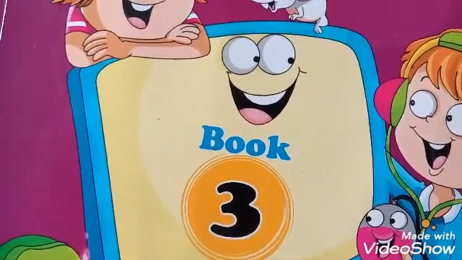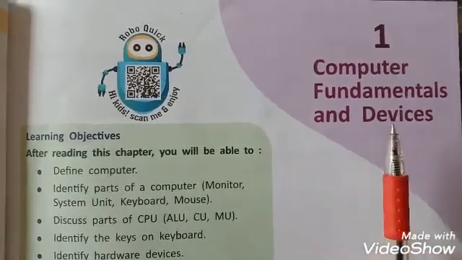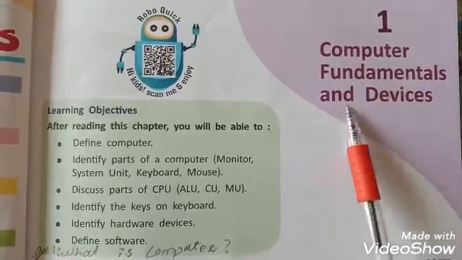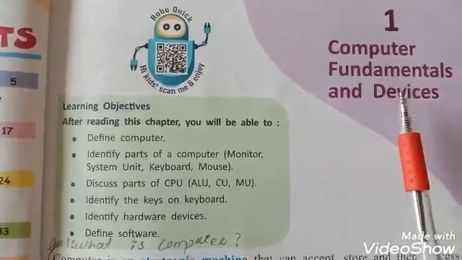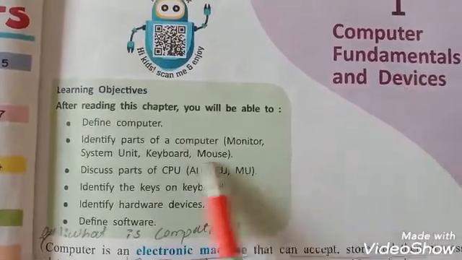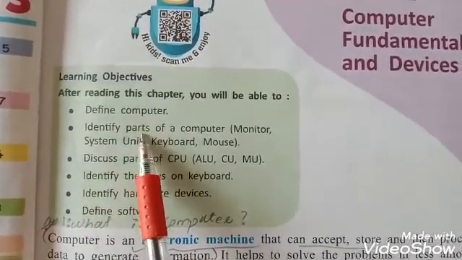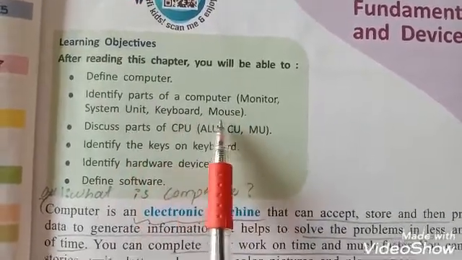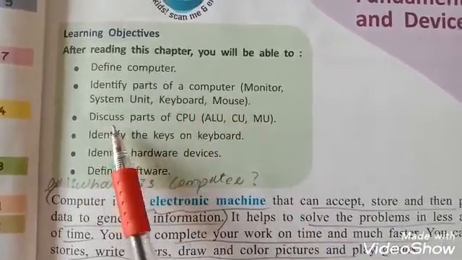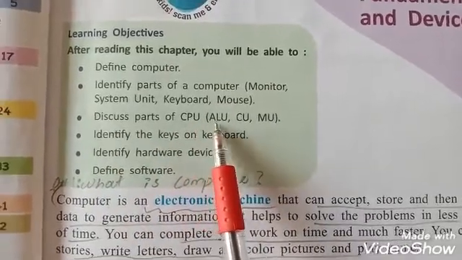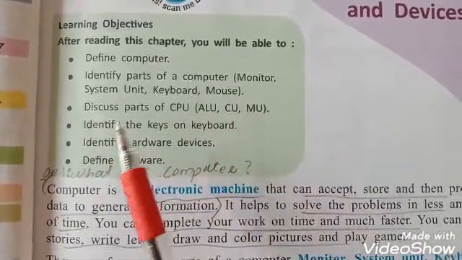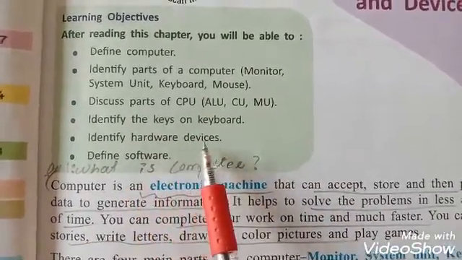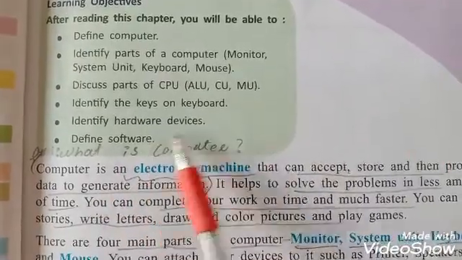Assalamu alaikum. Grade 3 students, now we are going to start chapter number 1, computer fundamentals and devices. After reading this chapter, students will be able to define computer, identify parts of computer like monitor, system unit, keyboard, mouse. Discuss parts of CPU, ALU, CU, MU. Identify the keys on keyboard. Identify hardware devices. Define software.